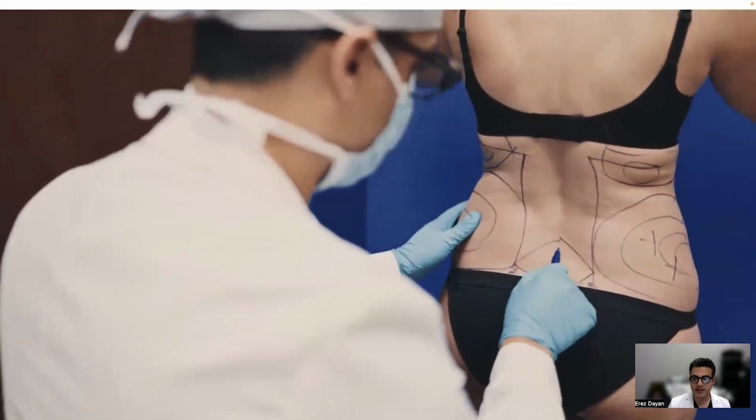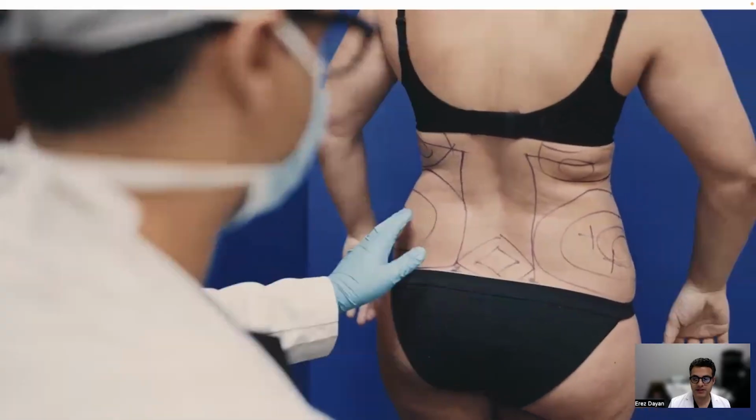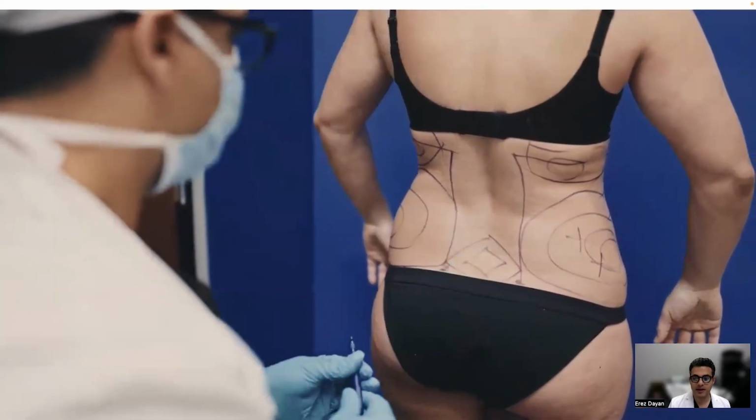We're also going to liposuction kind of the central mid-back. That gives a nicer kind of contour to the lower back.